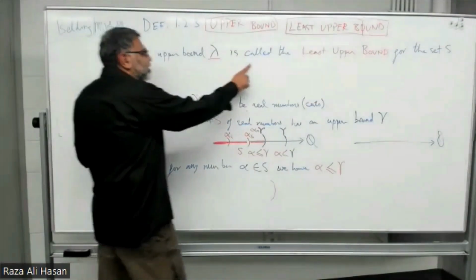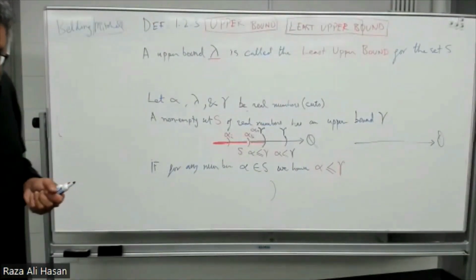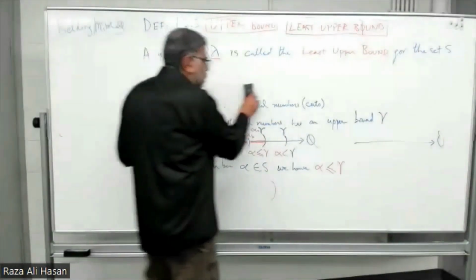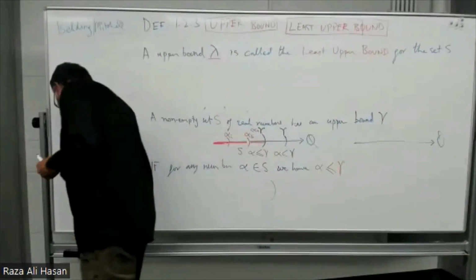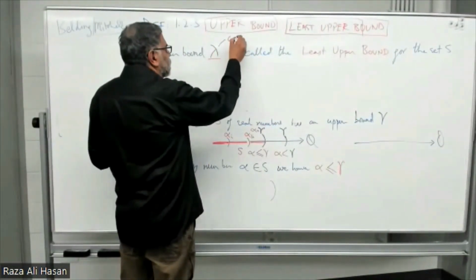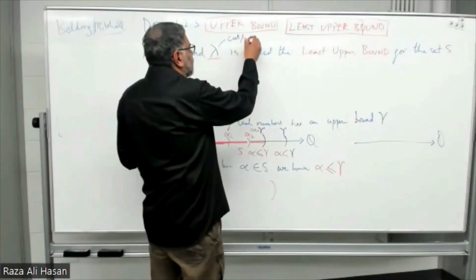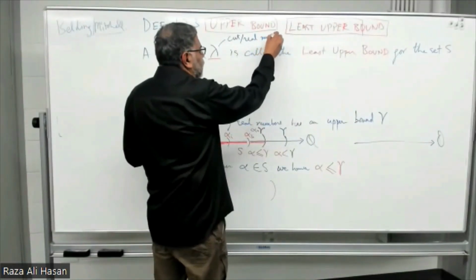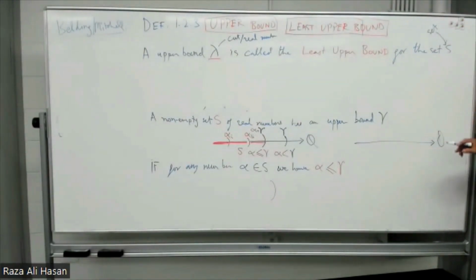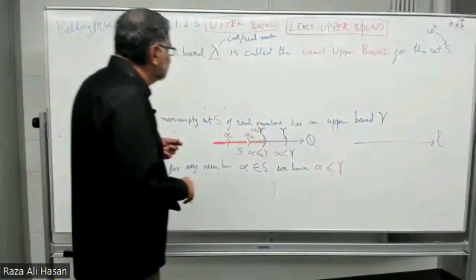Because an upper bound lambda is called the least upper bound for the set S if, so now we can take this off. Do you remember what this thing is? Oh, the cut. It is a cut. Okay. Those gamma, those alpha, very good. And then that's our set, but it's a set of real numbers that are cuts.